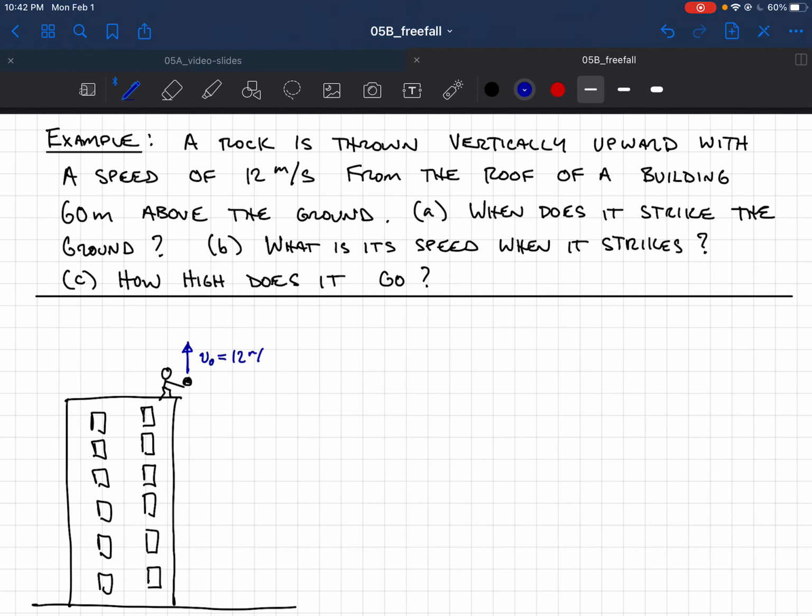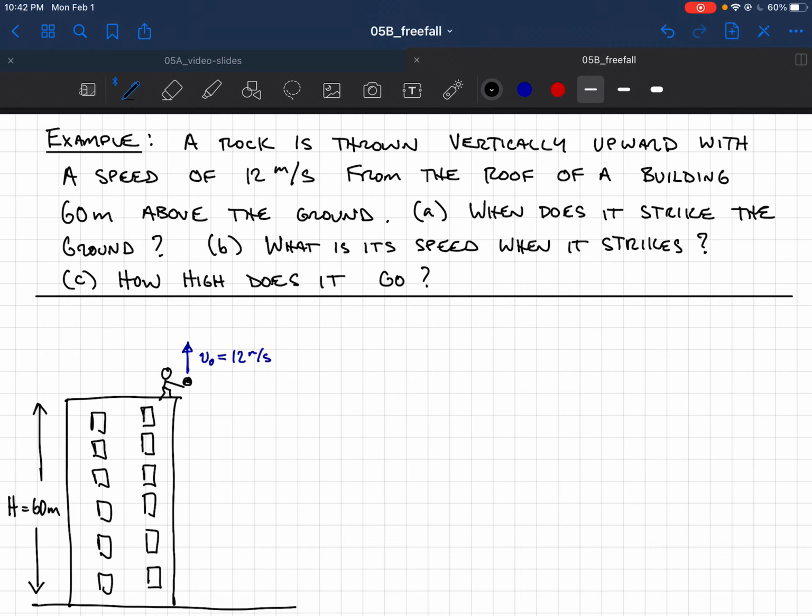Which we were given as 12 meters per second. So I give it a name. I'm going to call it v0, v0 for time 0. What else do we know? Well, we know the height of the building, so I'm going to give that a name, 60 meters. And I guess that's all that we were given.